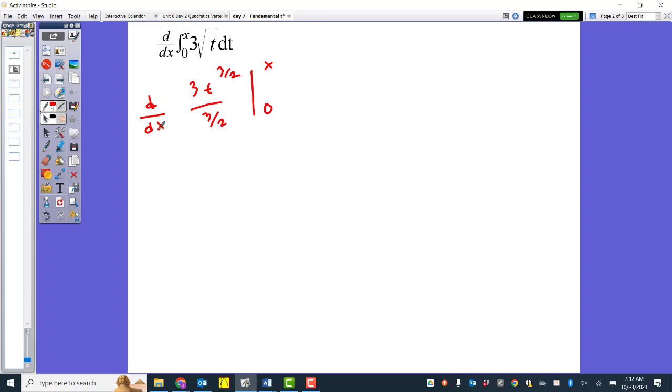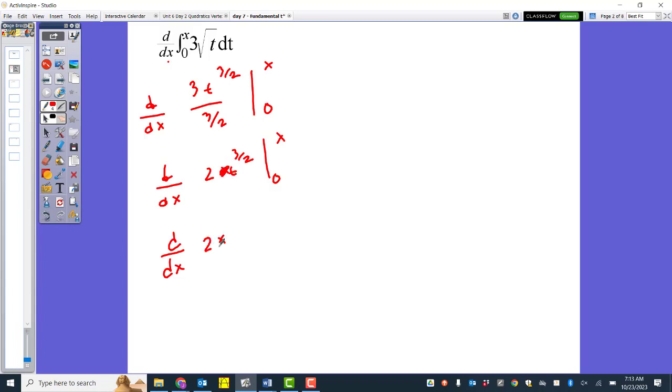All right, we plug in the upper and lower bounds. So we have the 3's cancel, 2 moves to the top, so 2t to the 3 halves from 0 to x. Now, once again, we're working from inside out, so we need to finish this integral before we can take the derivative. Also, variables don't match up. This is the derivative with respect to x. This is the integral with respect to t, something to keep note of. All right, so we're going to plug in, this should be t still, not x yet. Now we're going to plug in x.